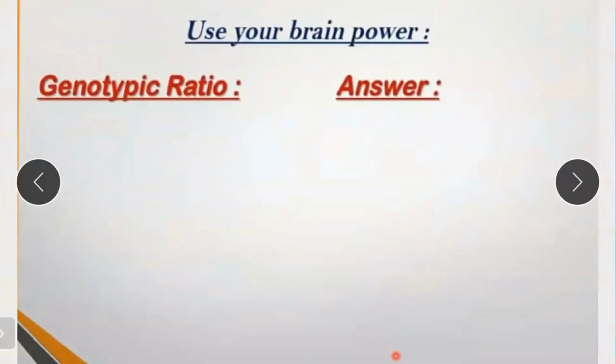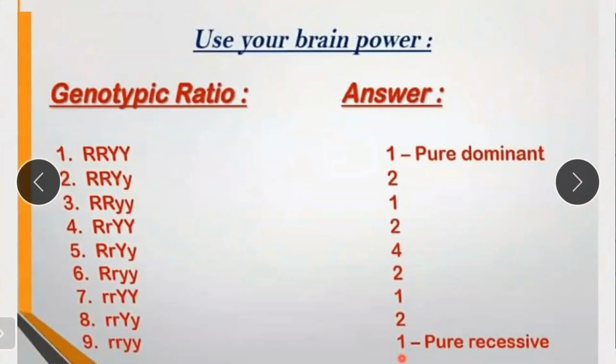What about the genotypic ratio now? Use your brain here. What is the genotypic ratio? Now see, here the numbers are given. See, purely capital means round and yellow. How many pure dominant? Only 1. And pure recessive, you can see in this chart. See this, all are small in the last number, so it is a pure recessive. Okay. This one, see, round and yellow. How many? 2. Round and yellow, 1. In this way, you have to find out the genotypic ratio. You can understand from here.